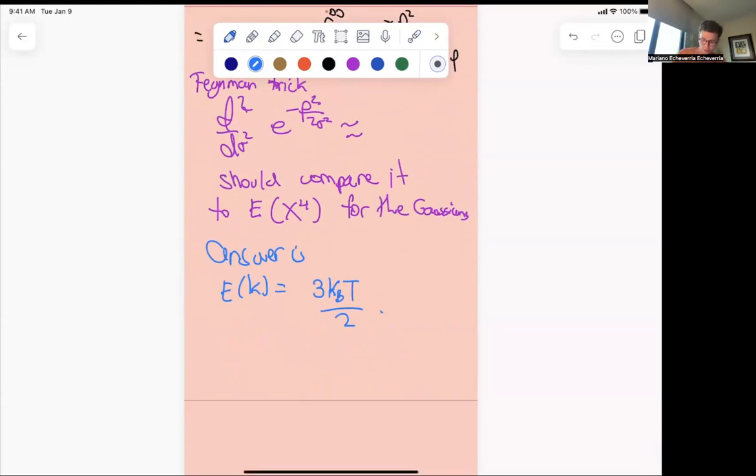So think about it as 3 times kT over 2. This is sometimes the energy per degree of freedom of the particle, at temperature T.